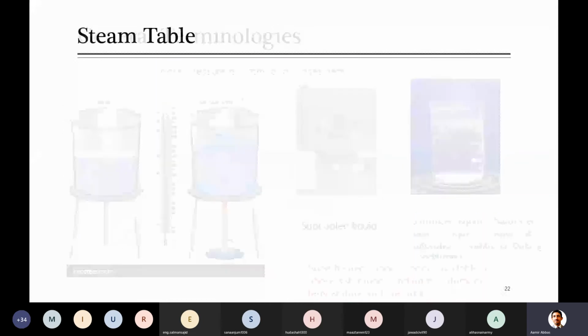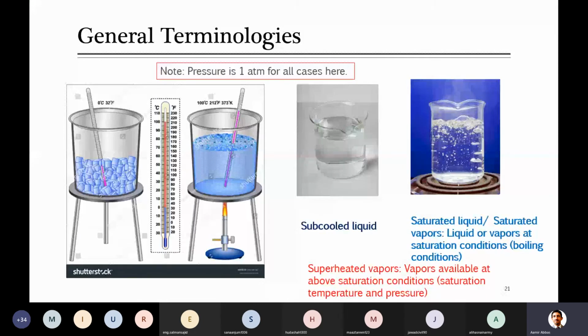So I think it's clear to you, but I will just quickly repeat it. Subcooled liquid is the liquid which is available at conditions below saturation condition, and the saturation condition here is 1 atm and 100 degrees C. And saturated liquid or saturated vapor are those which are available exactly at saturation condition. So that is 1 atm and 100 degrees C for water. We also call it boiling condition.